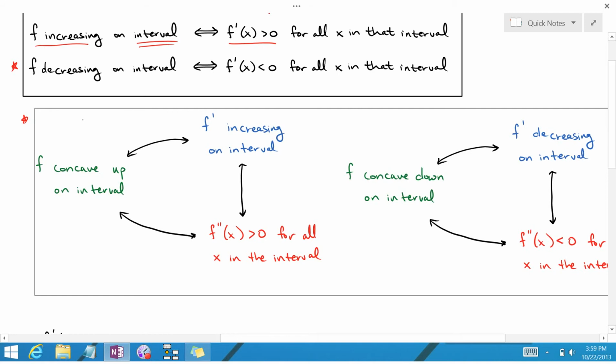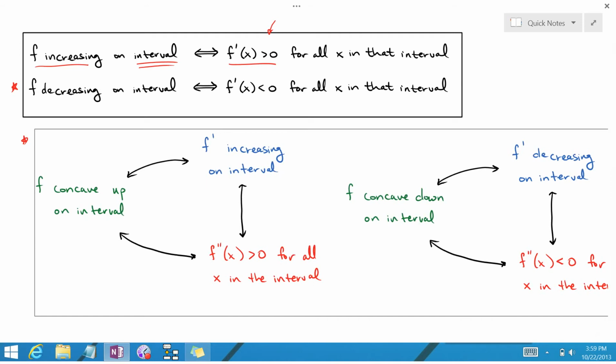F is concave up on a given interval if and only if f prime is increasing on that interval. So the concavity of f has something to do with whether f prime is increasing or decreasing. Concave up corresponds to f prime increasing. Similarly, over here, comparing the green and the blue, concave down for the function f corresponds to its derivative decreasing. Okay? But of course, if you combine these two boxes together, for example, f concave up on an interval if and only if f prime is increasing on the interval.